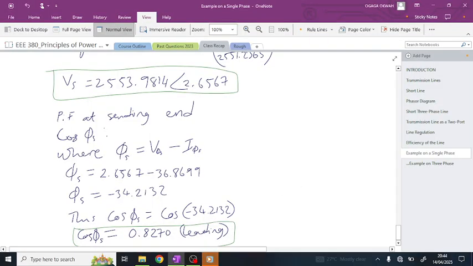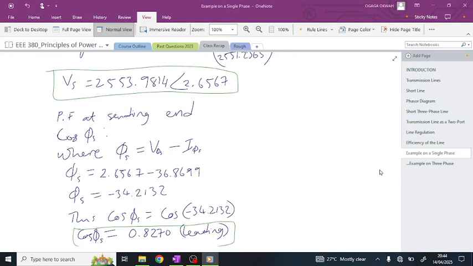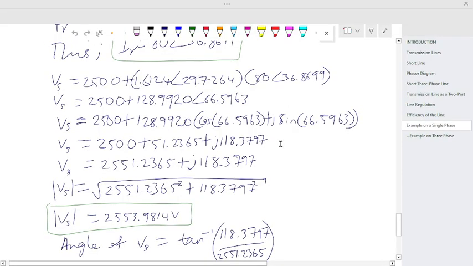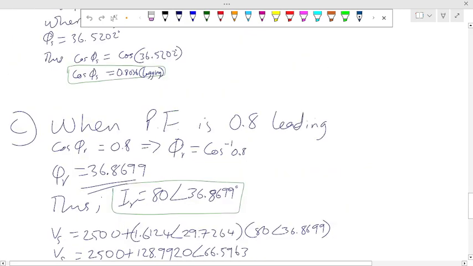In this video on electric circuits, we are going to continue from where we stopped, and that's the B part of this example. Okay, let's scroll down.